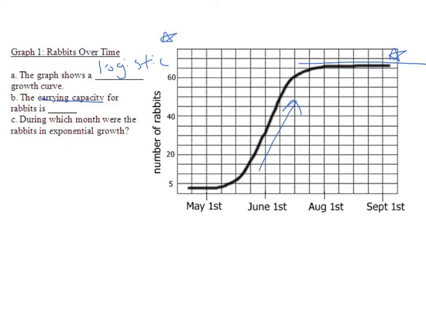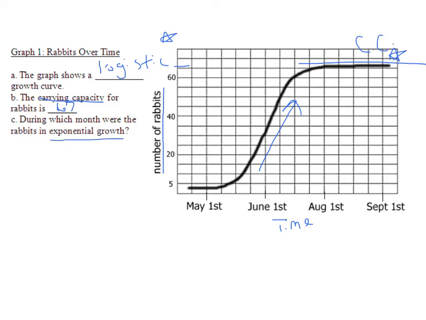So for this graph, if we're asked here in letter B what the carrying capacity for these rabbits are, you see we've got basically time down here and you got number of rabbits over here. So what we're looking for is where this graph levels off. This graph levels off, as you can see, just above the 65 line right here. Right, so we can say that roughly about 67 is the carrying capacity for rabbits, because that's where this graph leveled off.